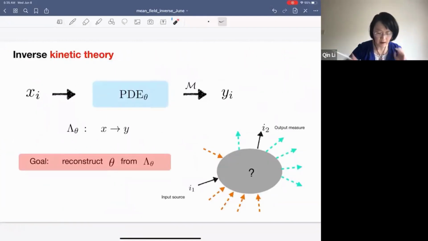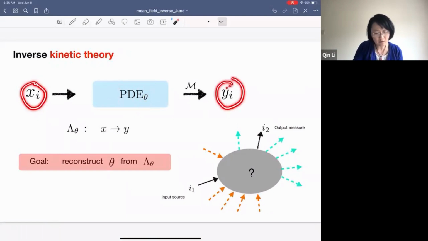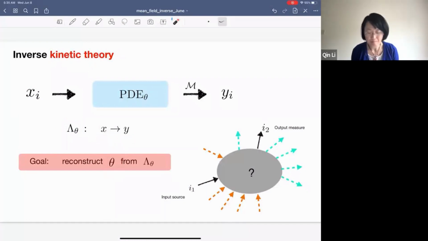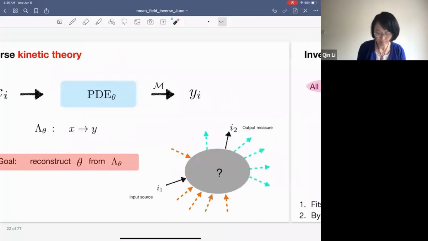Okay, so let me summarize. We have a PDE, and in our case, the PDE is a kinetic equation, parameterized by a certain parameter theta. We send in some information and we collect some information out, and we hope to use this map from input to output to reconstruct the parameter theta. As you can see, there are many different ways to send the input and many ways to collect output. Once you have these data pairs, the hope is to reconstruct the media information in the domain.